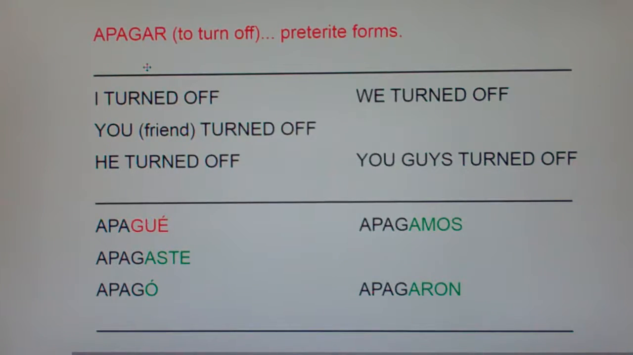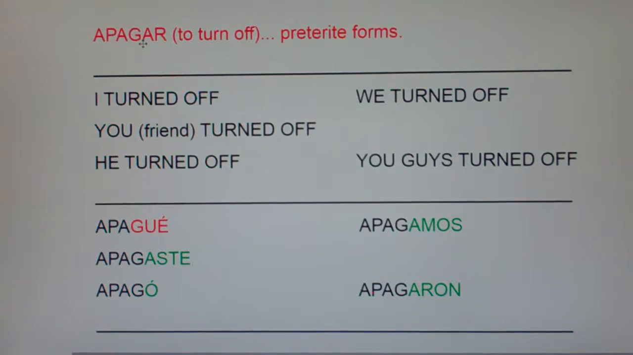Okay, one of my students said, you're saying Garfield's gay. No, I'm not saying Garfield's gay. Cute, but inappropriate. I'm saying that if a verb ends in gar, in the preterite, in the yo form, you chop off the gar and add gay. All right. Hopefully this helped. Cool.